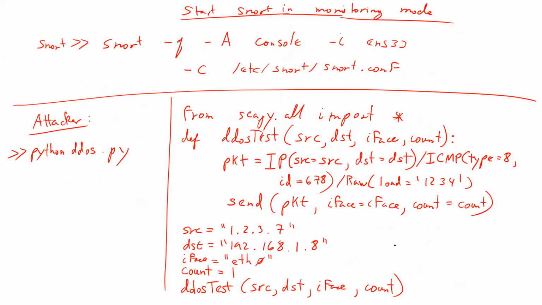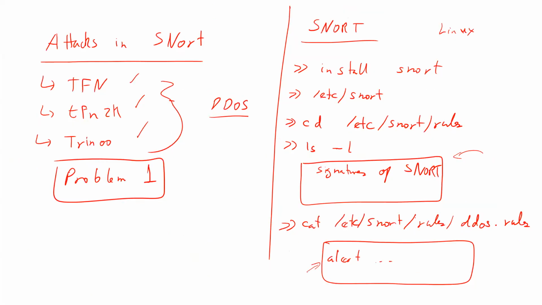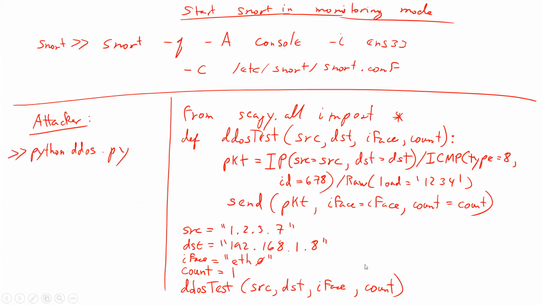So for the first problem, I've actually given you the code. But I do want you, don't just run this code, actually follow this process. Go into this DDoS.rules, find these three, right? Get the alert from it, and then try to match it to the code that has been written here, okay?